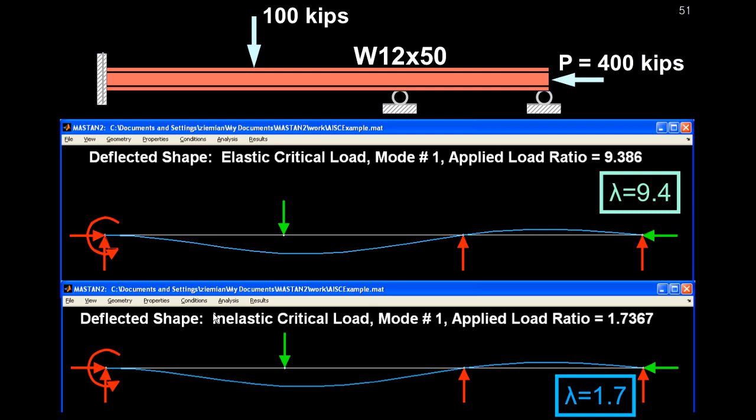The other thing is that in a structure like this, if I have a very high buckling load ratio, it's often an indication that the second order effects aren't that significant. But even with 9.4, we were seeing second order effects on the order of 10%. So that's pretty significant for a buckling load ratio of 9.4.